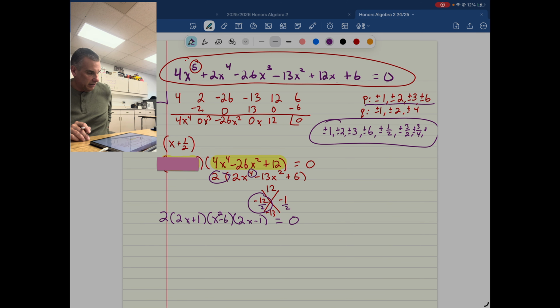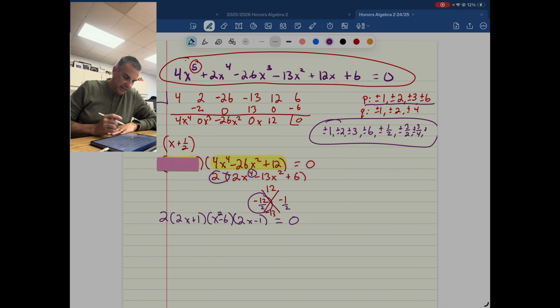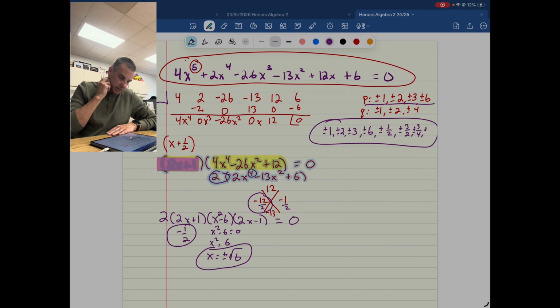So there I think is the factored form for the whole thing. And I think that would work out any way we worked it. I think we're good to go. So the question was then to find the 0s. So the 2 we don't worry about. We already said the 0 for that was negative 1/2. So that's one of my zeros. So x squared minus 6 has to equal 0. So x squared equals 6. So x equals the positive or negative square root of 6. There's 2 more of my zeros.